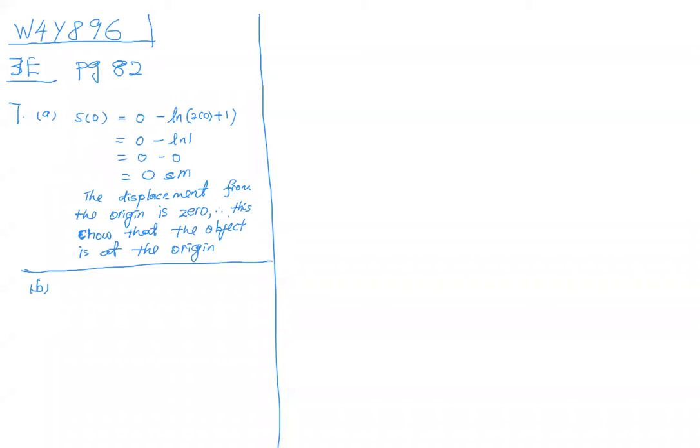They want the velocity function. Our S(t) function is t minus ln(2t plus 1). So my V(t) is S prime t. So V(t) is S prime t, correct? So how to get the velocity function? Johan, you want to try? What is the derivative for t?